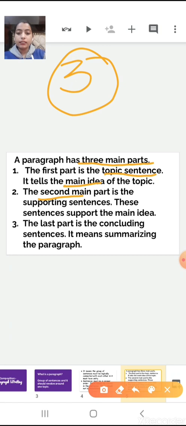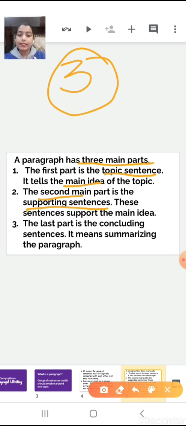Then the second part is the supporting sentences. The first part is related to the main idea of the topic. Then secondly, we have supporting sentences, which support the main idea of the given topic. The sentences we write further are connected to the main idea of the topic sentence.